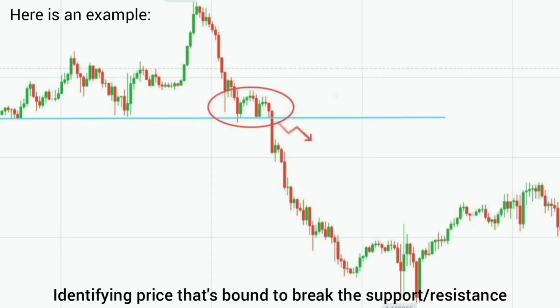In other instances, there is a price consolidation right before it reaches the support or resistance. That is, the price falls within a narrow range. As the price approaches the support or resistance, it has gained enough momentum to break through. However, in most cases, the price usually falls back into the range before finally breaking through.